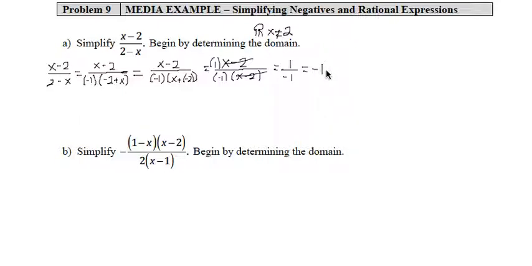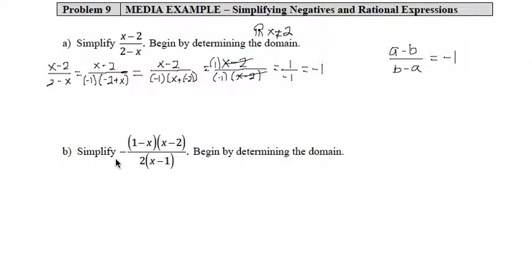So what I've done is I've kind of stumbled upon a rule that works for rational expressions when I have a minus b over b minus a. The result is negative 1. So I can use this now going forward if I recognize that it can be applied.